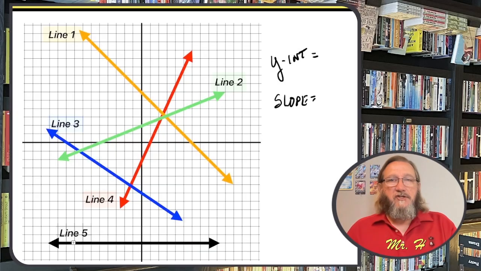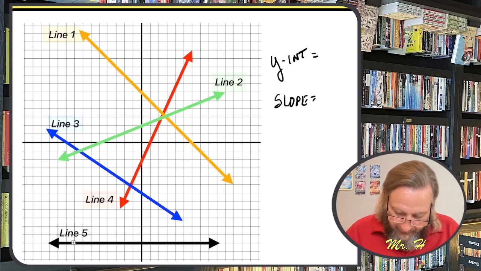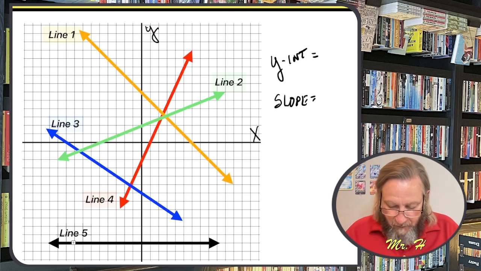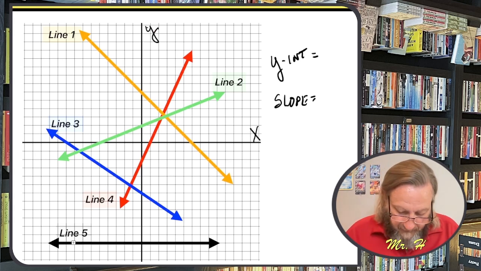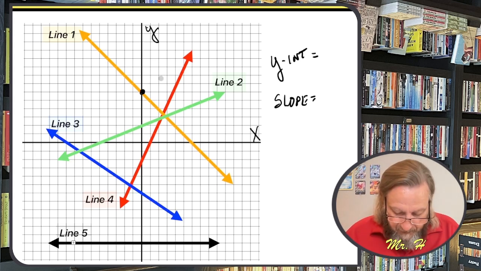All right, glad you're back. Let's take a look at the y-intercept first of all. You need to remember that your x-axis is the horizontal axis, the y-axis is the vertical axis. So when I look for the y-intercept of a line, I'm looking for where it crosses the y-axis. Well, there's the location right there. And so all we need to do is identify that point.